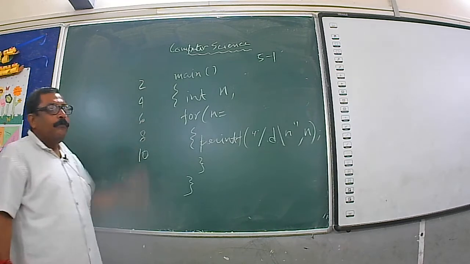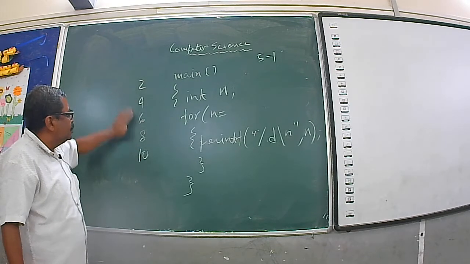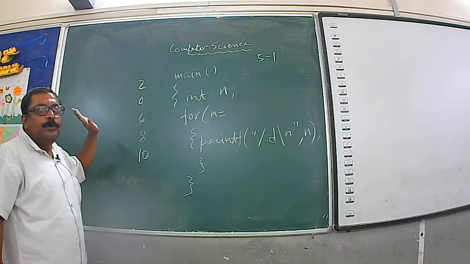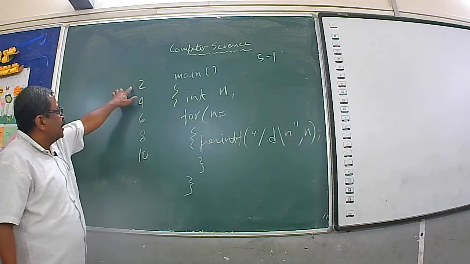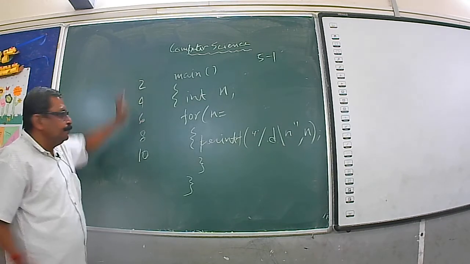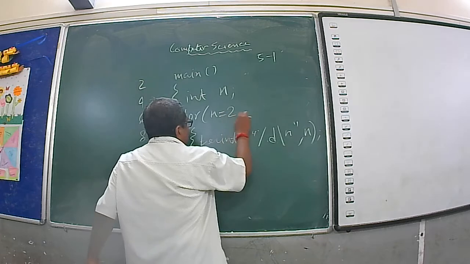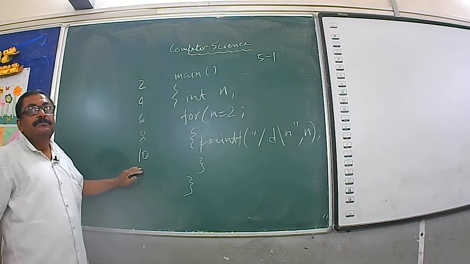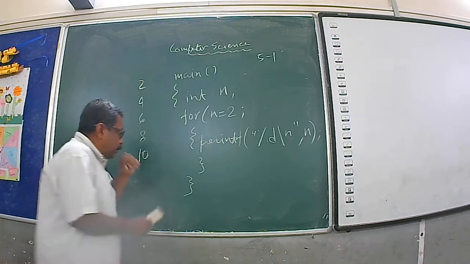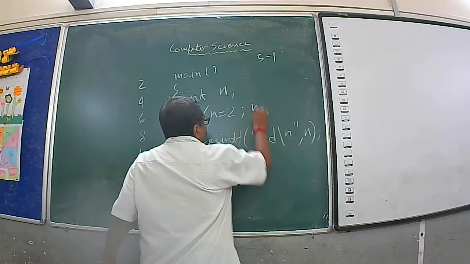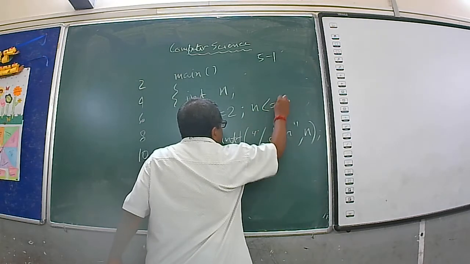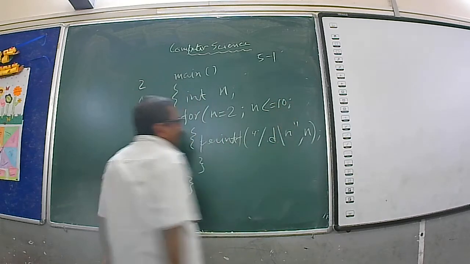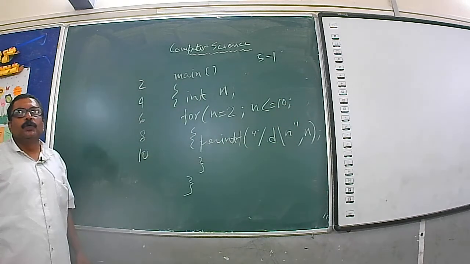Here again go for another program, 2, 4, 6, 8, 10. My output is like that. What is the first value? 2. Till 10. Excuse me. n less than or equal to 10.